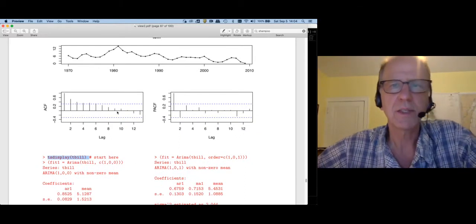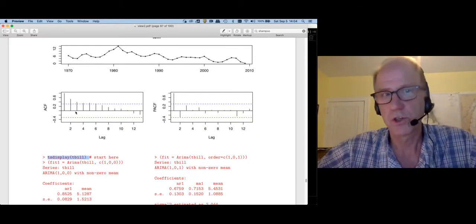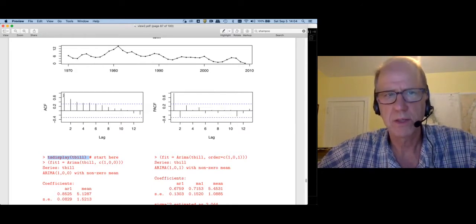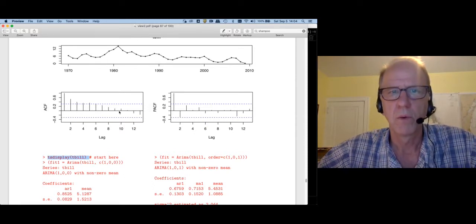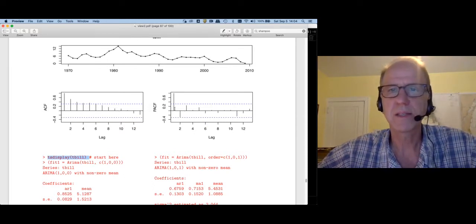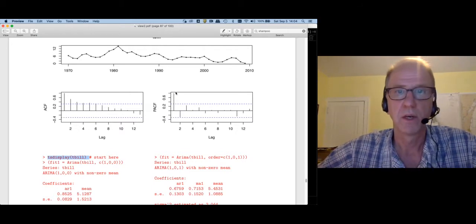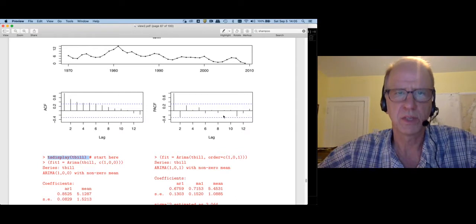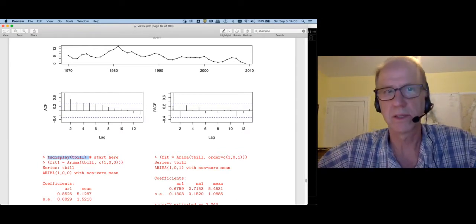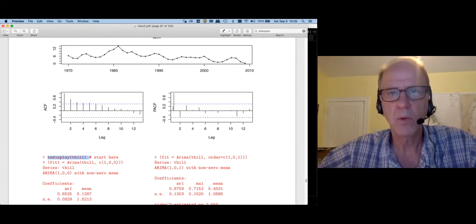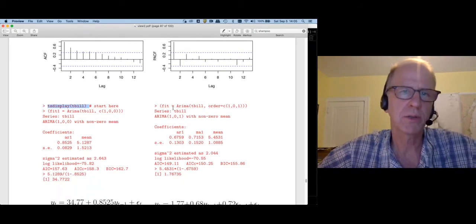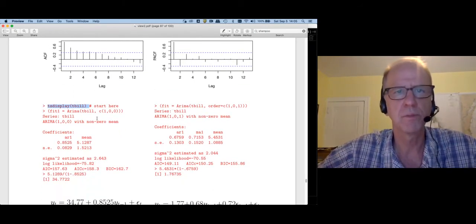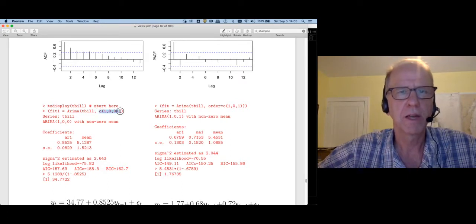Let's go look at our ACF and our PACF functions. What we see with our ACF function is that the autocorrelations diminish gradually. When I look at the PACF function, I see one very significant partial autocorrelation. None of the others are significant. This is signaling that I may have an AR(1) process. So let's start there. Based on my inspection of these two plots, I'm going to go fit an AR(1) process.